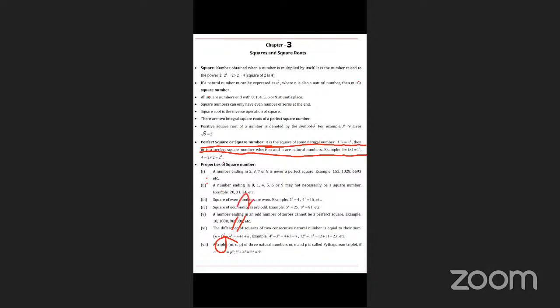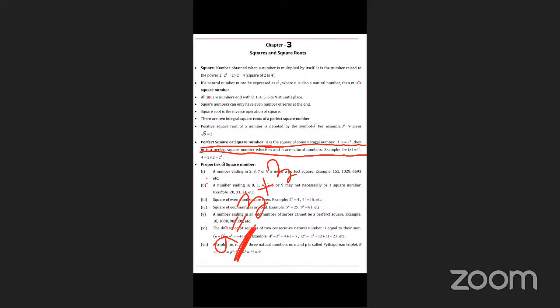Now let us move to what a perfect square or square number is, and it is very important. It is the square of some natural number. If m equals n square, then m is a perfect square number, where m and n are natural numbers. For example, 1 into 1 equals 1 square, 4 equals 2 into 2, 2 square. Means, if you are having any number, suppose 9, if you can express this number as the product of the same two numbers, at that time this particular number, that is 9, is called a perfect square or square number.